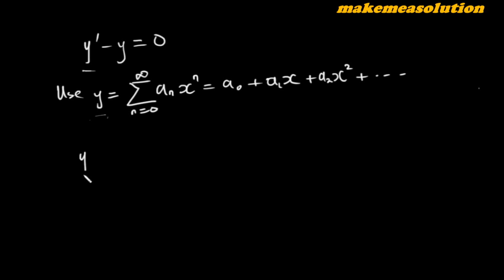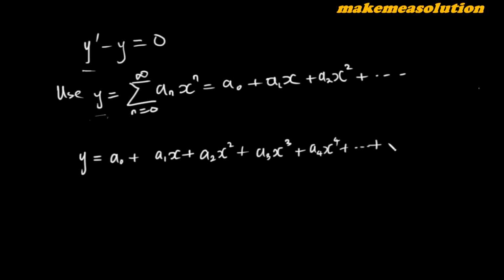Okay, first of all, y is given to us as a naught plus a1x plus a2x squared plus a3x cubed plus a4x to the 4 plus dot dot dot plus, let's say, a r x to the r, then plus a r plus 1 x to the r plus 1 plus dot dot dot. It keeps increasing. So this is the pattern.